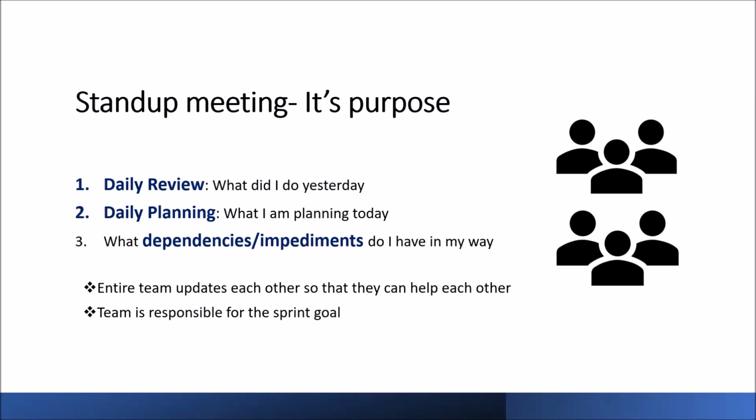So this is not a meeting where each member provides an update to the Scrum Master and keeps quiet. No, this is a meeting wherein the team members update their progress to other team members so that they can help. Here, the role of a Scrum Master is a facilitator. The team is responsible for the sprint goal. So each member, while performing his work, will also understand how others are progressing, because more than individual progress, the team progress is what is needed. So the purpose of the stand-up meeting is this core.